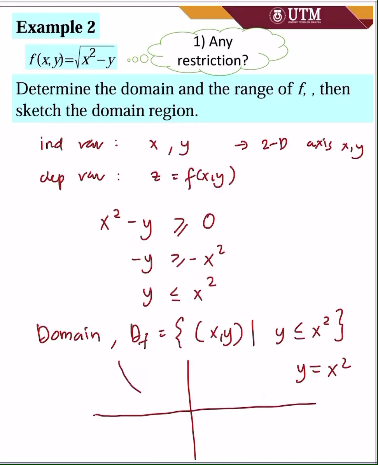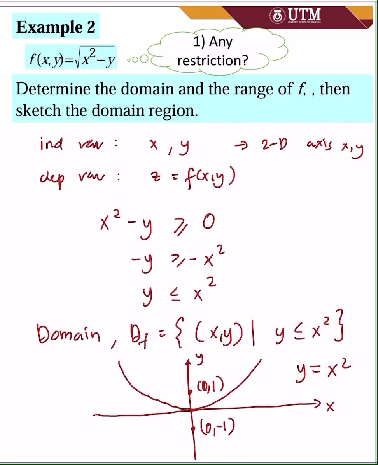Okay, so this will be the graph, x and y. Alright, so how do we want to sketch the region? In order to sketch the region, we will choose any test point that fulfills the domain. For example, let's say we choose the value of (1, 1), and another one, (0, 1), or we choose (0, -1).